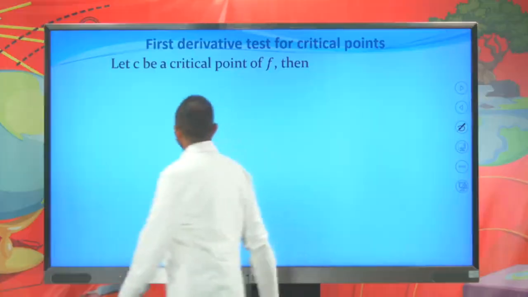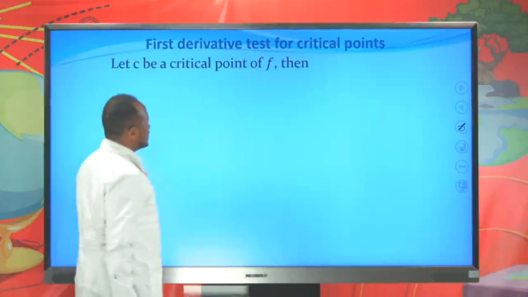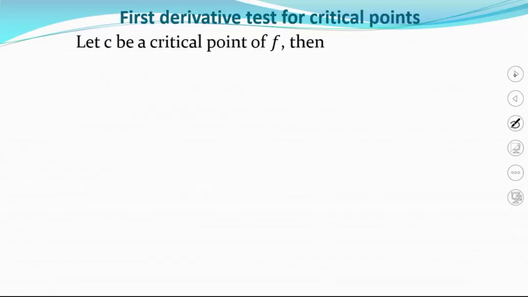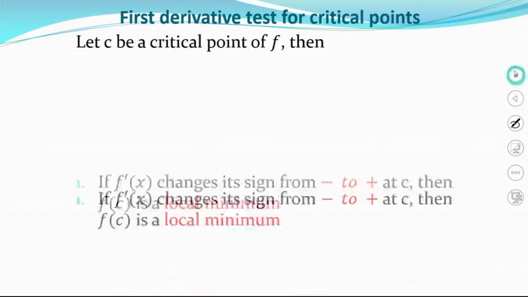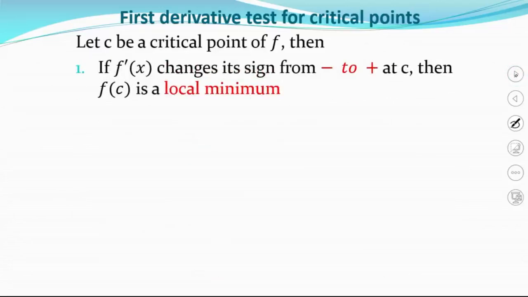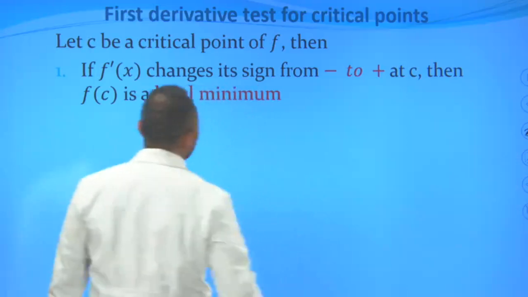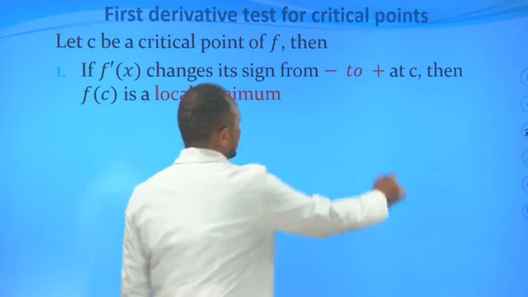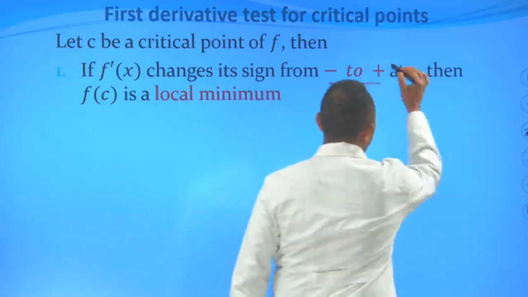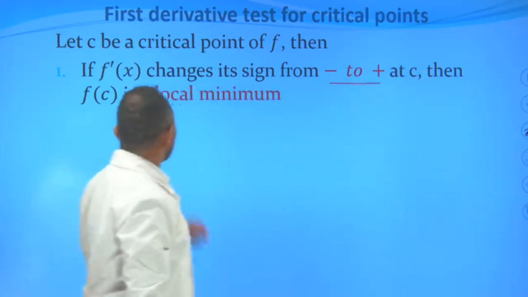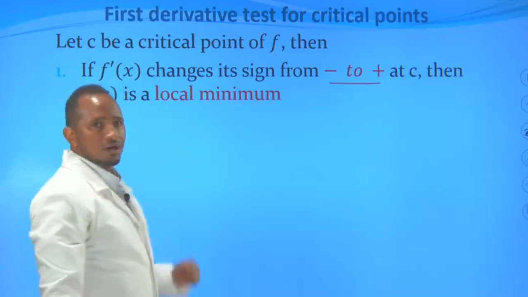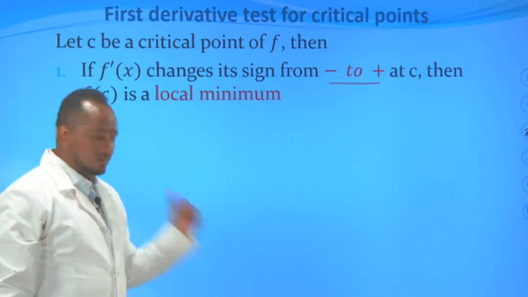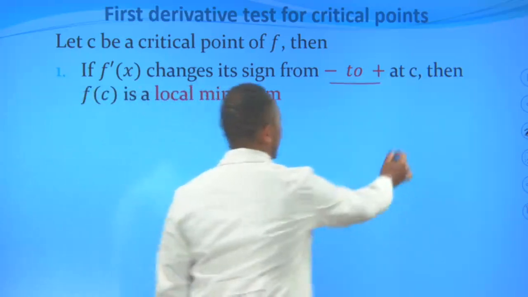Here, say let c be a critical point of f, then: 1, if the derivative of the function changes its sign from minus to plus at c, then f of c is a local minimum point. Look at this one graphically.